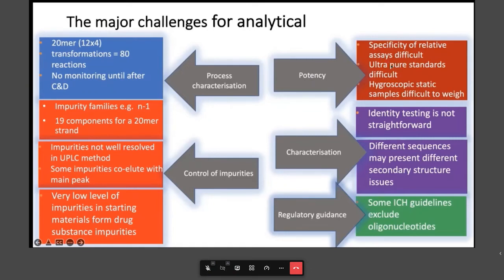Potency, specificity of relative assays is very difficult. Ultra pure standards are difficult, and hygroscopic problems, static problems make the samples difficult to weigh, and I'll talk a little bit more about that. Identity testing during characterization is not straightforward. We'll cover that. And unless we rule it out as being an issue, we can't naturally make secondary structure irrelevant to our measurement or characterization until we know it is not important.